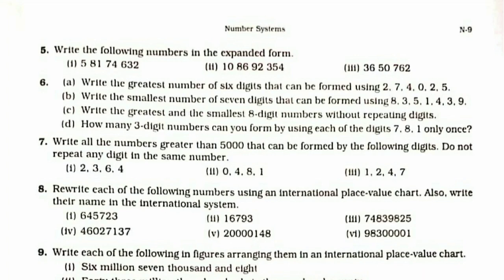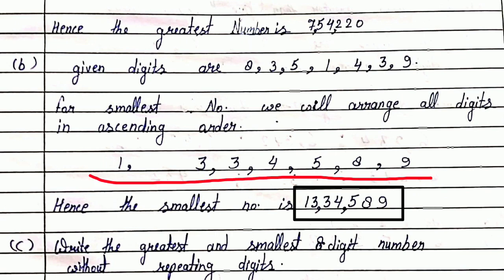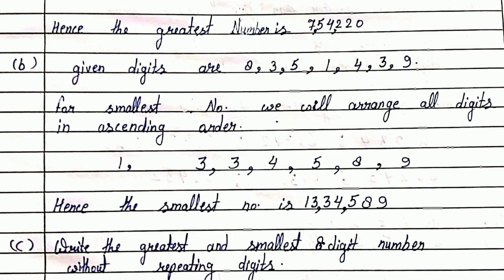In the second part, write the smallest 7 digit number that can be formed. So the digits are given, and the same method we will apply, but this time we will arrange all the digits in ascending order, as you can see here. Here first we write all the digits, and then we arrange them in ascending order. Hence the smallest number will be 13,34,589. So now we are moving to the next part.